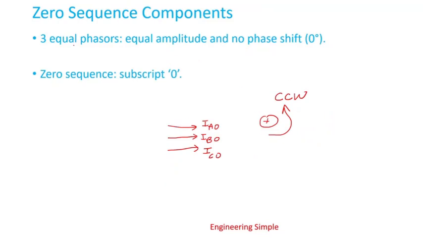So for zero sequence components, three equal phasors, again, equal in amplitude or magnitude, and there's no phase shift. The phase shift is 0 degrees. I drew them here in parallel, but really think about it, it's basically one phasor without any phase shift, or in other words, IA0 is equal to IB0 equal to IC0. So there's no phase shift in zero sequence.